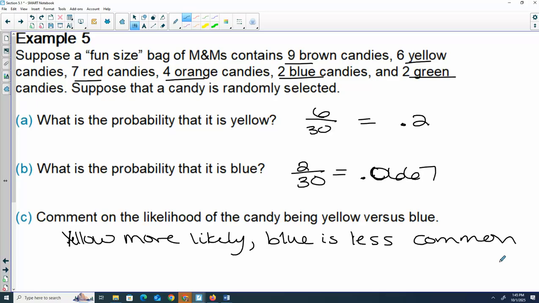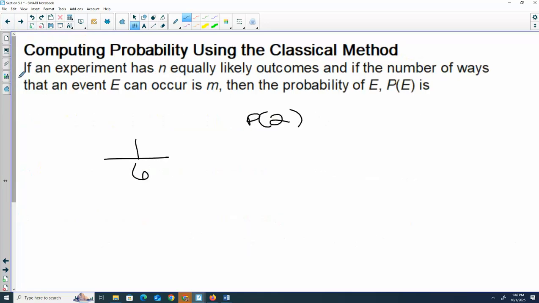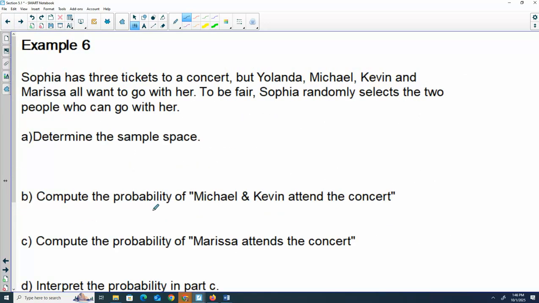Okay, 20% versus 6.6 repeating percent. All right. Let's look at this one.